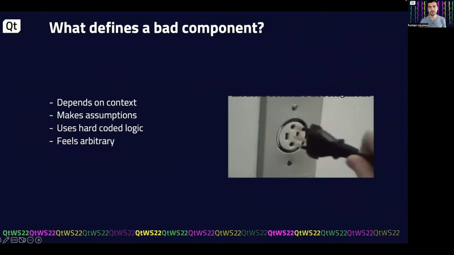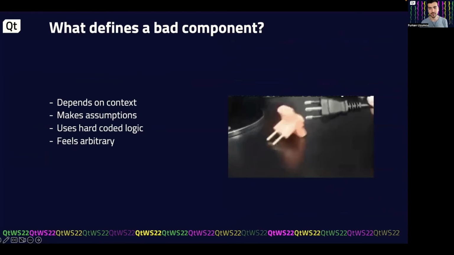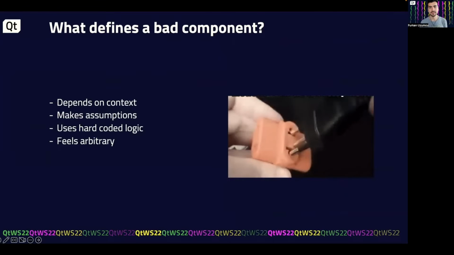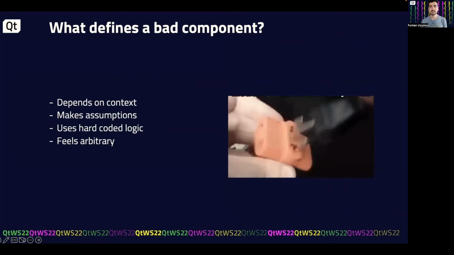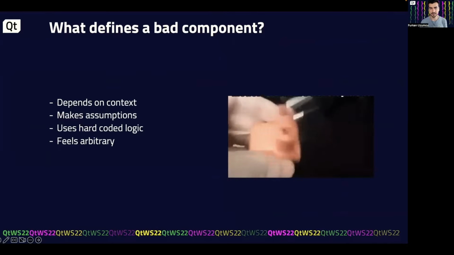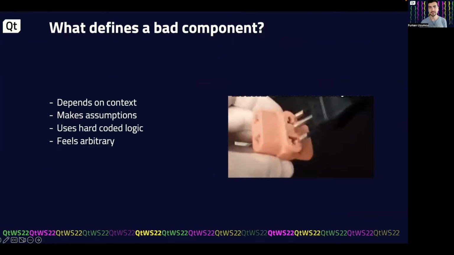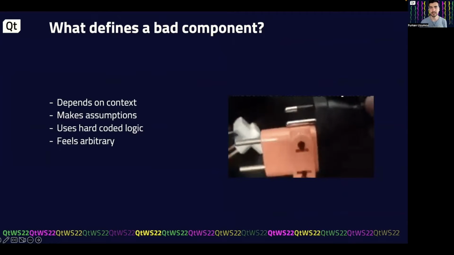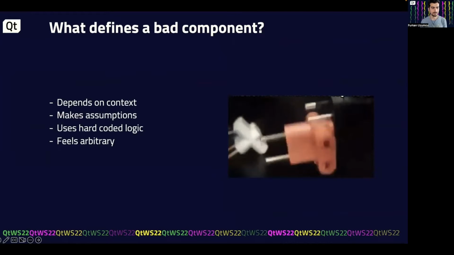But before we get to the examples, let's define what a bad component looks like. A bad component in QML depends on context, which means it might be accessing some ID that it's not supposed to be accessing. It accesses context properties. It relies on information that's not immediately available to it.